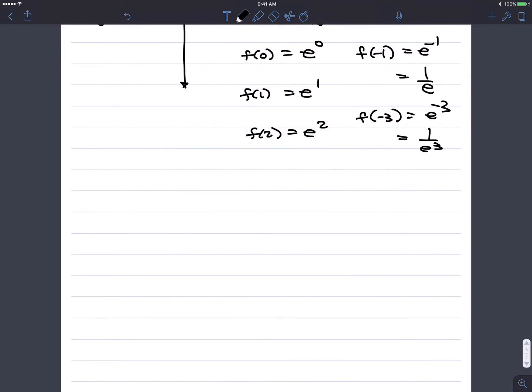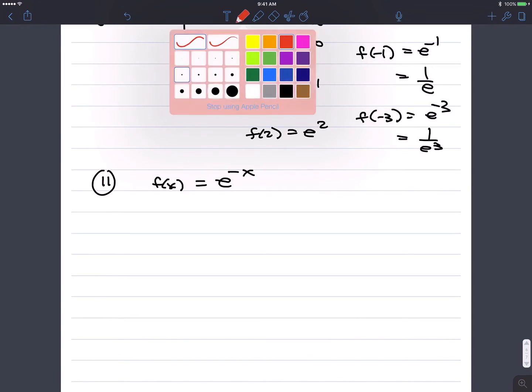Sorry. Number 11. Let's see if we can trick you. Is this growth or is this decay? Is it growth or decay? How do you know it's decay? You're right.